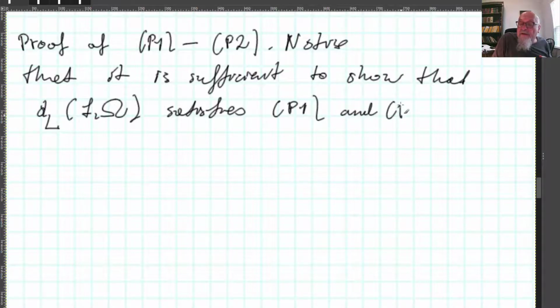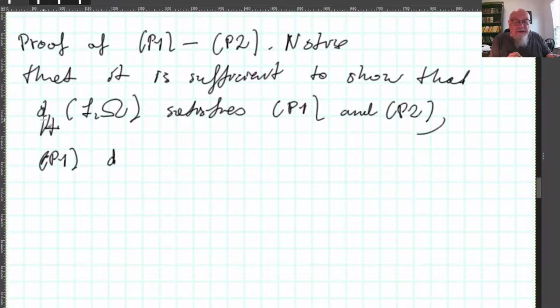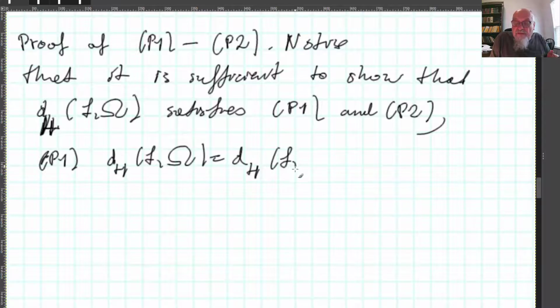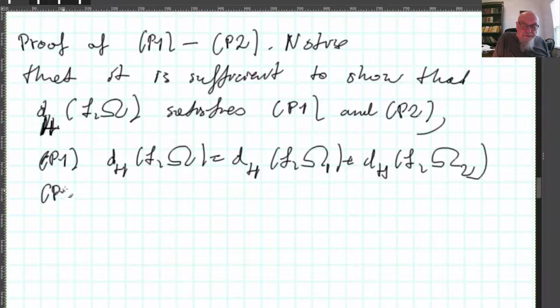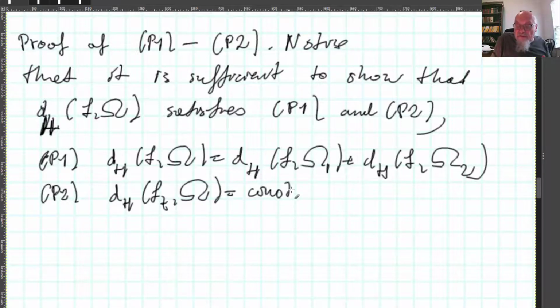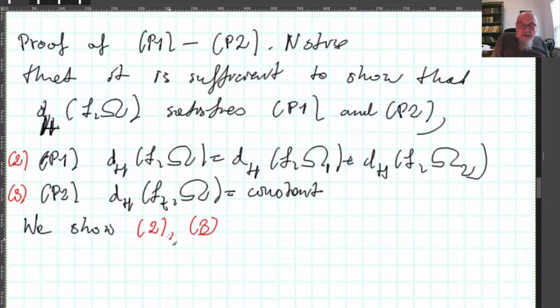P1 and P2. Namely, P1 simply means that DHF omega is equal to DHF omega 1 plus DHF omega 2, and P2 is that DHF of T omega is constant. So we show P1 and P2, call these number 2 and number 3. We show number 2 and 3 by induction over the orbit types.